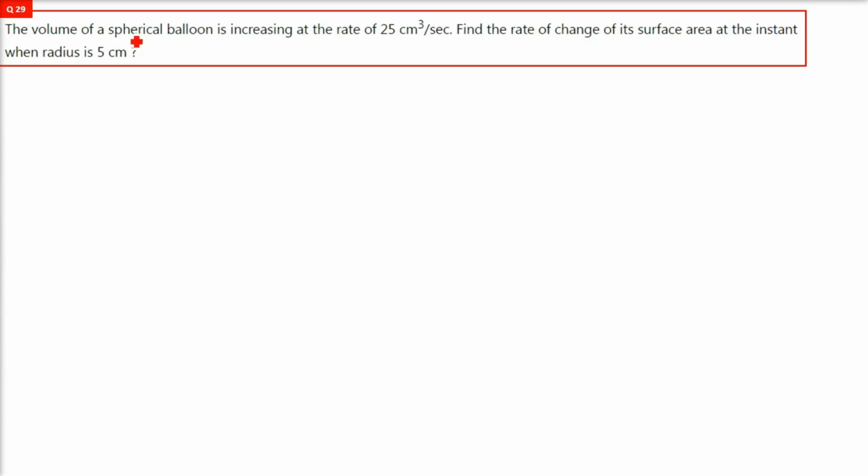The volume of a spherical balloon is increasing at the rate of 25 centimeter cube per second. So dv by dt is given as 25 centimeter cube per second.